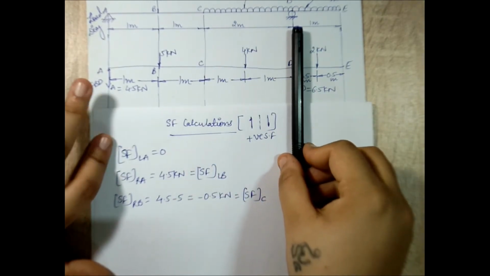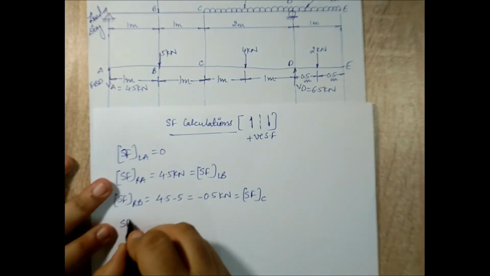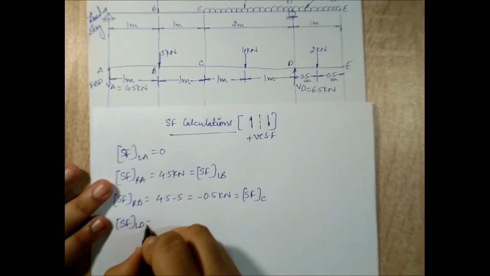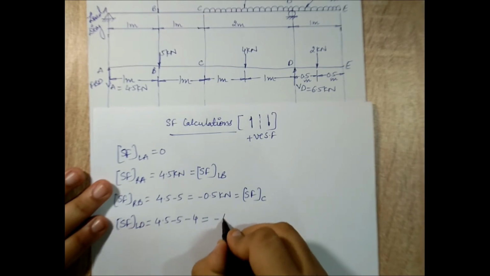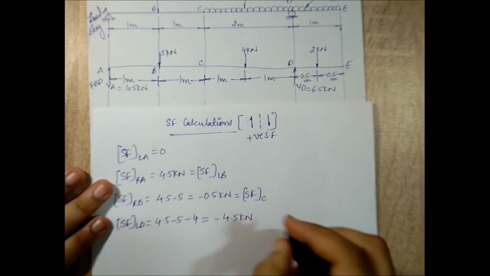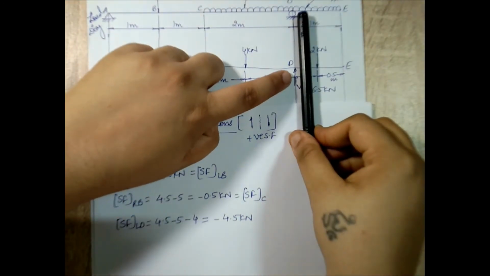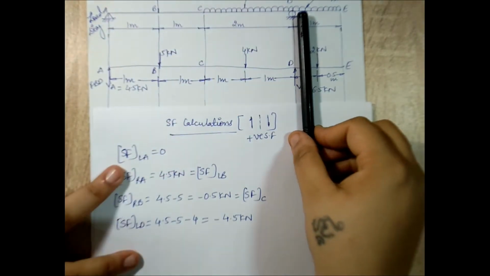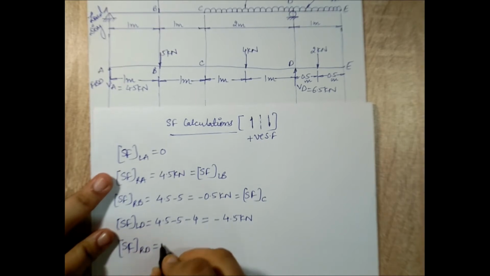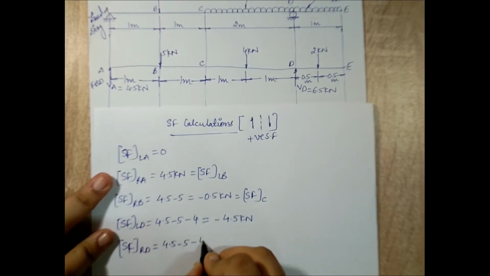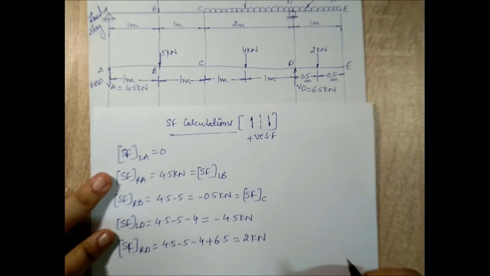Next I'll go to the point D. When I stand at D and I look to the left, I'll see VA minus 5 and minus 4. So shear force to the left of D is 4.5 minus 5 minus 4, which will be minus 4.5 kilonewton. Now when I stand to the right of D, this force going upward becomes visible apart from these forces. So I get shear force to the right of D is equal to 4.5 minus 5 minus 4 plus 6.5. So I get the answer as 2 kilonewton.